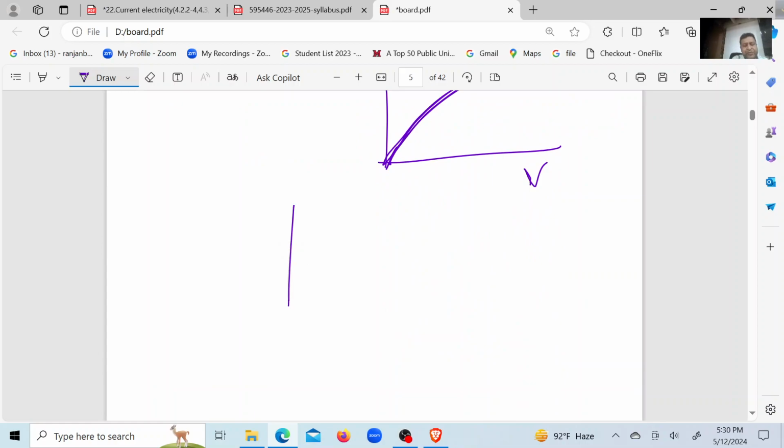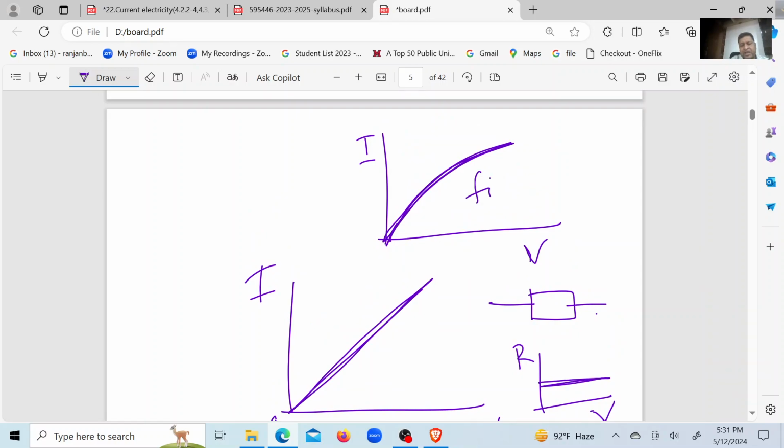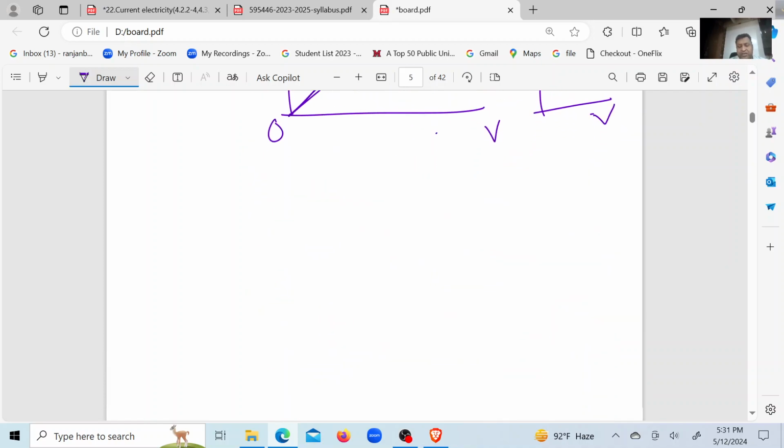If a conductor or any device, as for example this rectangular resistor, obeys Ohm's law, the lines are exactly straight, and the resistance value is constant for an ohmic conductor, right? But for a filament lamp, this is the graph for the filament, it does not obey Ohm's law. Its resistance increases when voltage is increased and the curve bends towards the voltage axis.